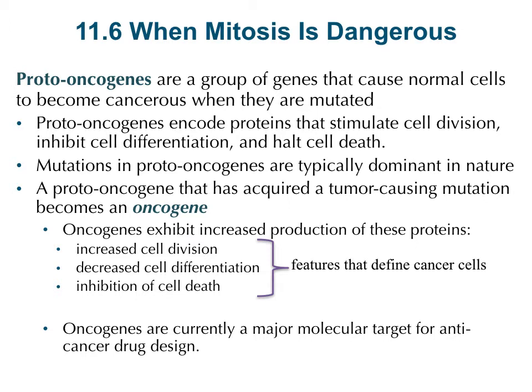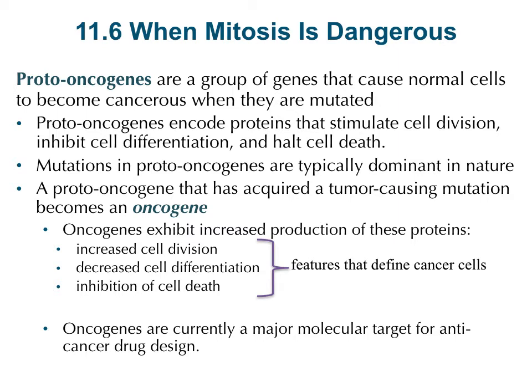So proto-oncogenes are a group of genes that cause normal cells to become cancerous when these genes are mutated. Proto-oncogenes, when they're normal, encode proteins that stimulate cell division, inhibit cell differentiation and halt cell death. Mutations in proto-oncogenes are typically dominant in nature. A proto-oncogene that has acquired a tumor-causing mutation has now become an oncogene.